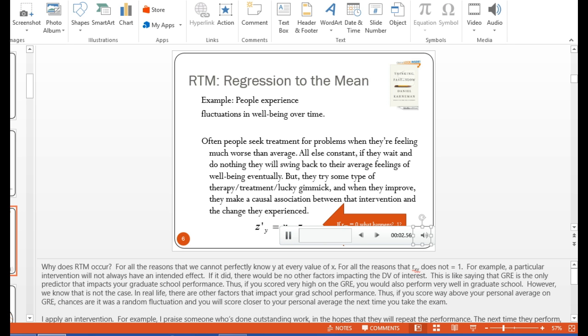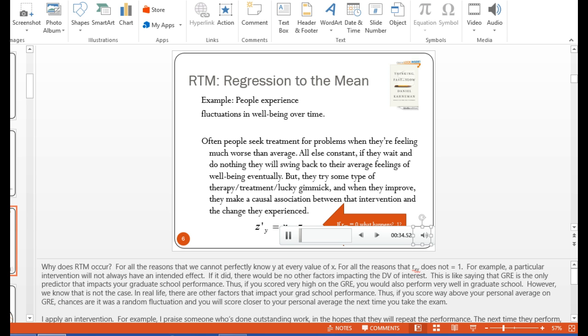I don't think any stats class would be quite complete without at least a passing mention of this phenomenon. And this is important for a couple of reasons. First, conceptually, it's important to understand when this is occurring so that you can make more accurate causal inferences in your daily life. And the second reason is that it just gives us a good idea of how regression works as a whole. In fact, the regression technique itself was named after this phenomenon.